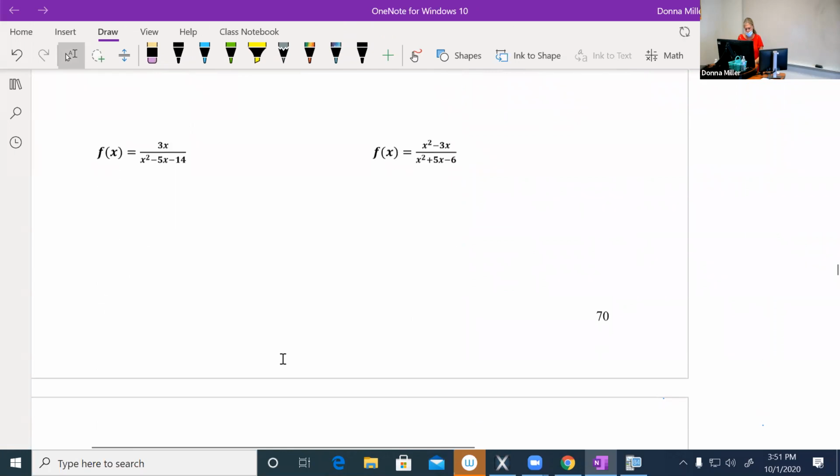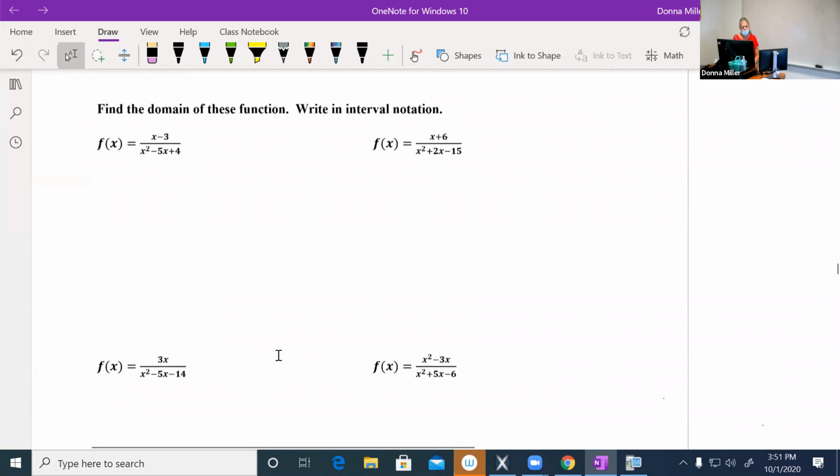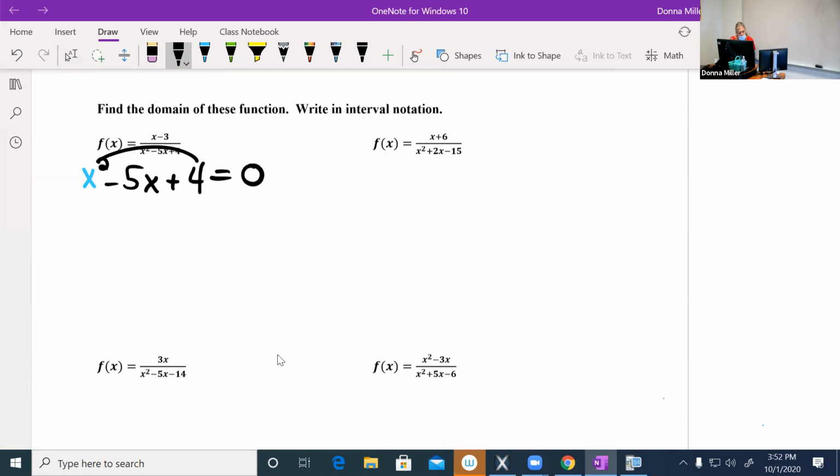All right, so this is going to involve some factoring. We'll check on the calculator. So what do I care about with rational functions? I don't care about the top, I only care about the bottom. So I'm going to set the bottom equal to 0, and this is going to factor, right? So you need factors of 4 that add to negative 5. It would be negative 4 and negative 1. So this would factor as x minus 4, x minus 1.